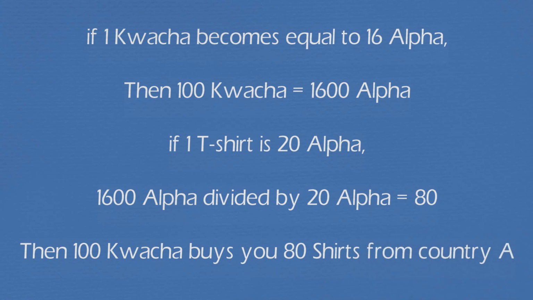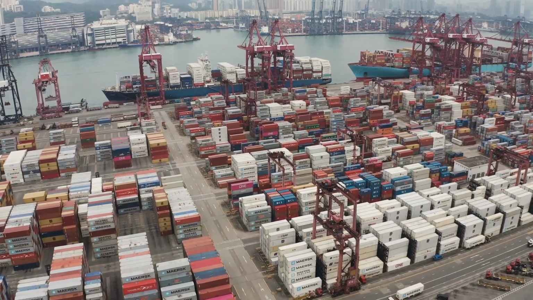So by simply devaluing their currency, country A has made themselves more competitive because buyers would rather buy from country A where they can get 80 shirts in 100 kwacha than country B where they would get 50 shirts for the same 100 kwacha. We can now look at the reasons why a country can decide to devalue its currency.